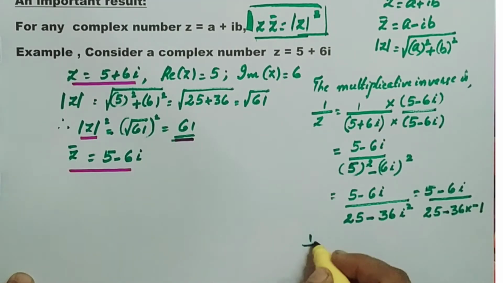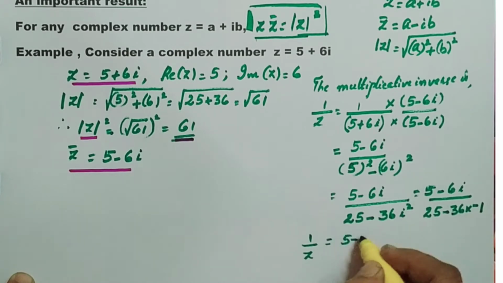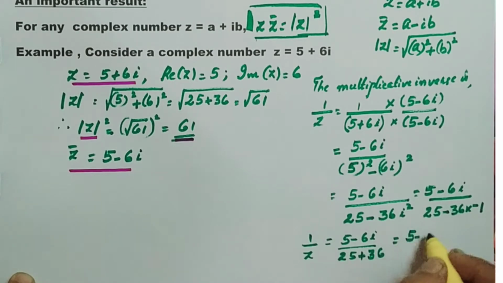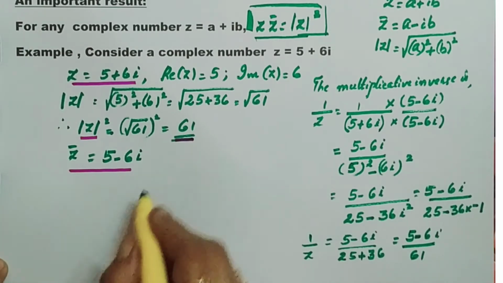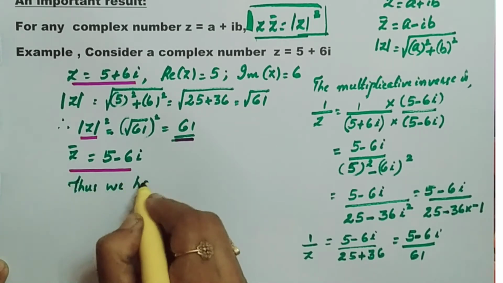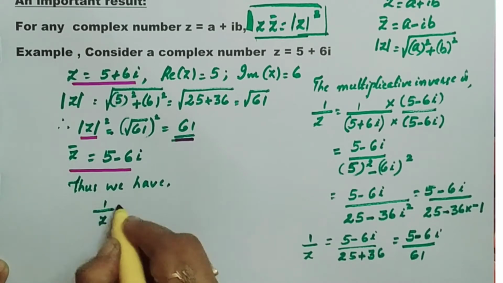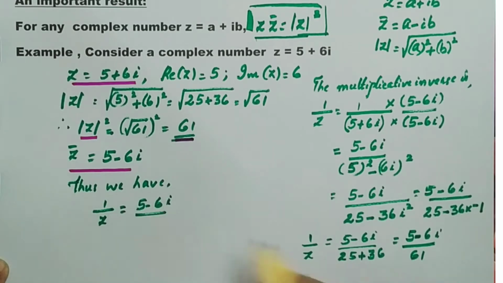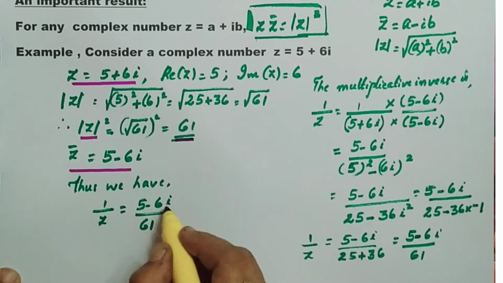Okay, 1 by z equals 5 minus 6i divided by 25 minus 30 minus of minus 2, that is plus 1. So this becomes plus 36 equals 5 minus 6i divided by 61. I am going to write this value here. Thus we have 1 by z equals 5 minus 6i divided by 61.